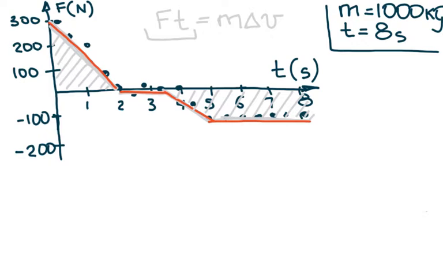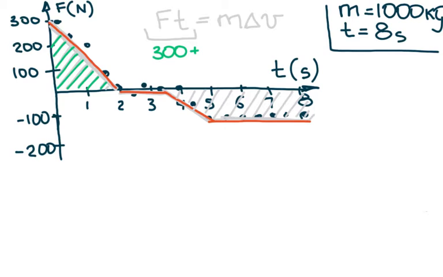So I'm gonna break it into 3 different intervals. So this is the first interval. So force times the time, the area underneath, is equal to 300 newtons times seconds. Then the area underneath between 2 and 3 seconds is 0 because it's flat. There is no force acting between 2 and 3 seconds.